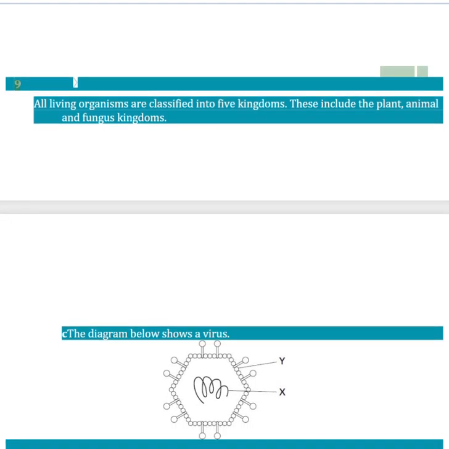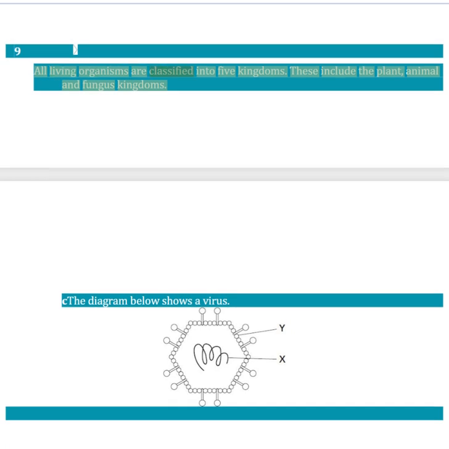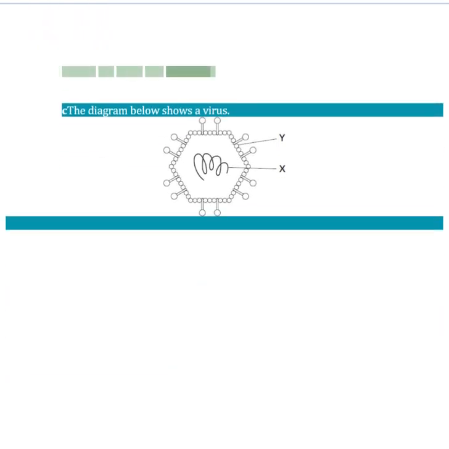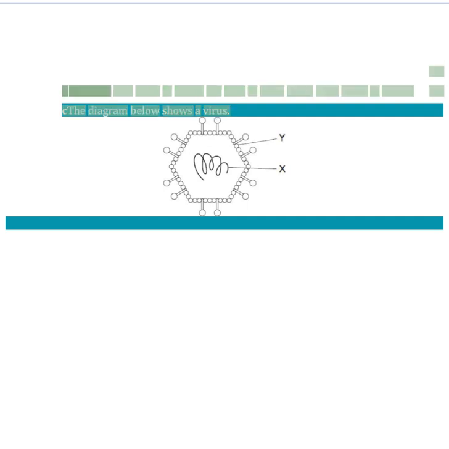9. All living organisms are classified into 5 kingdoms. These include the plant, animal and fungus kingdoms. A. Name the other 2 kingdoms. B. Describe 2 ways in which the cells of fungi differ from those of plants. 10. The diagram below shows a virus. 1. Name parts X and Y. 2. Explain why viruses are not generally classified into any of the 5 kingdoms.